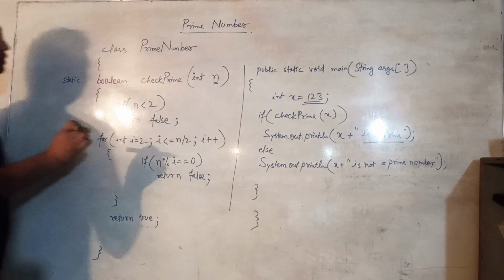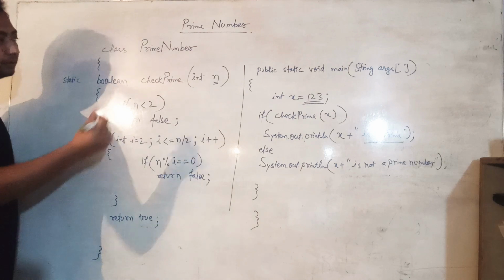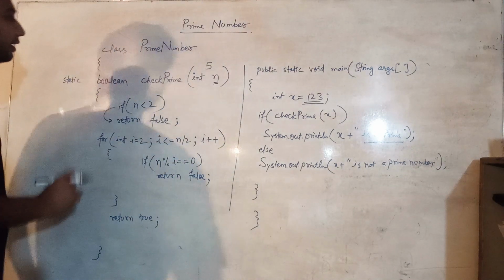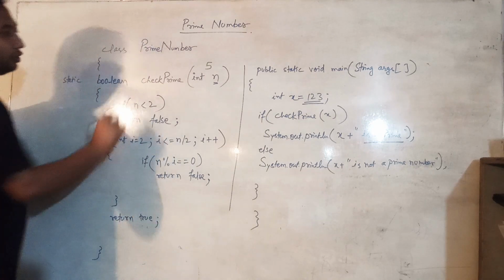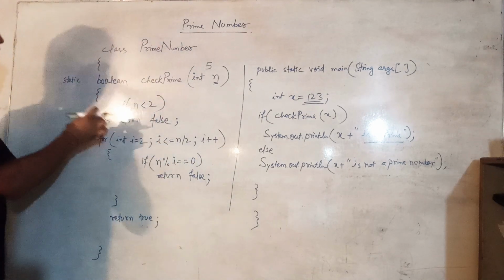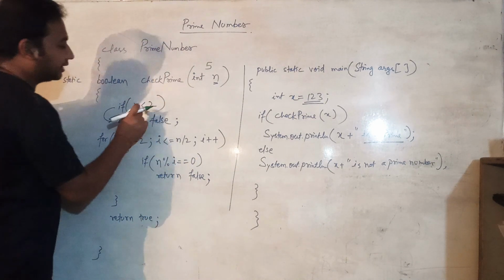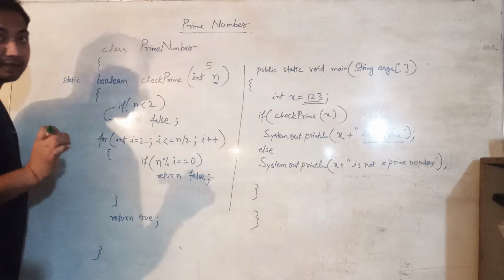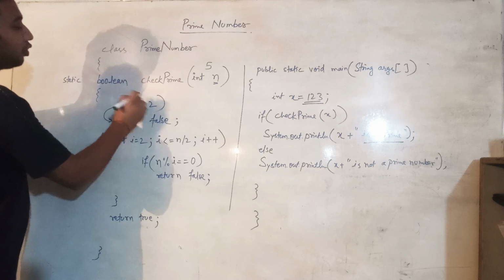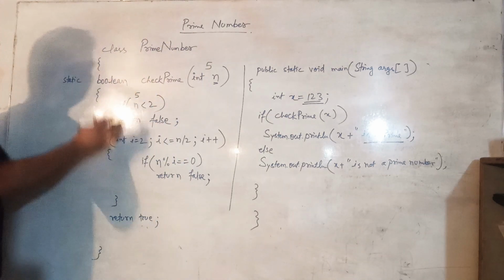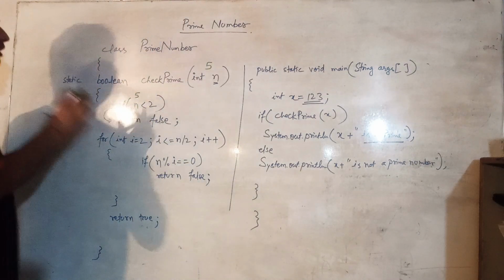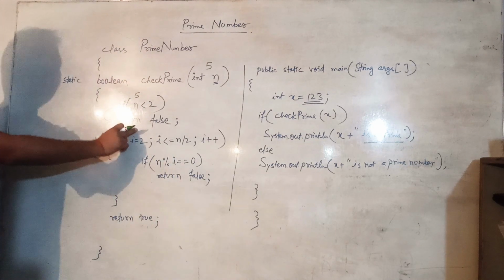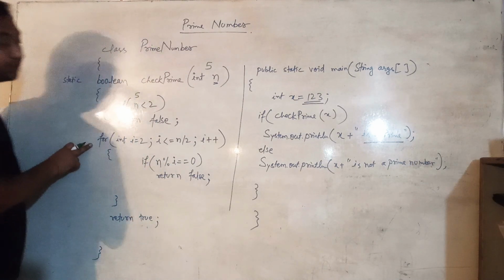Listen, suppose any value we have taken. Suppose we have taken 5 as a parameter. Then the value of n is 5. Then if n is less than 2, we have taken 5 as a value and 5 is not less than 2, which means this condition is false. If the condition is false, obviously this statement will not execute. Thereafter what will happen? The compiler will come to this statement.